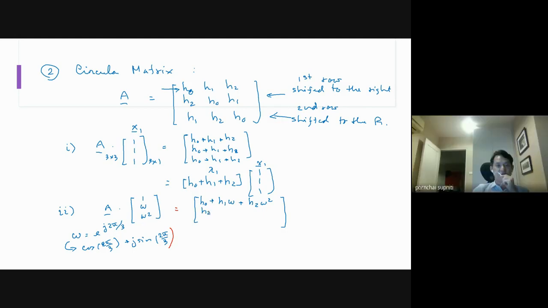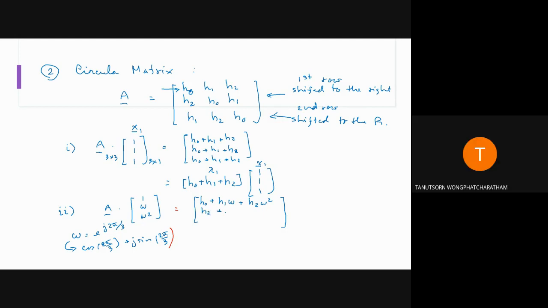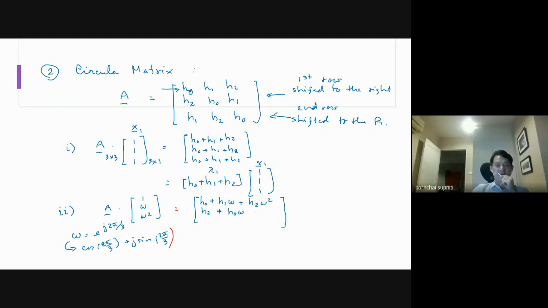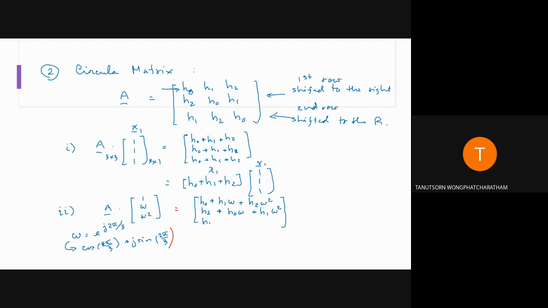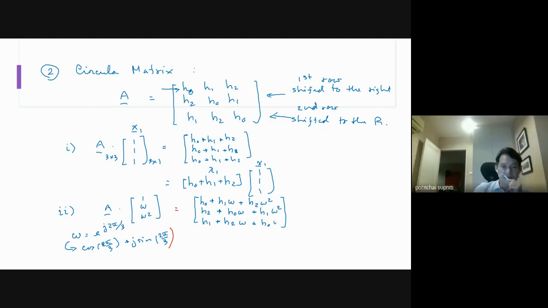It is H2 plus H0 omega plus H1 omega squared. And the last line, by the same approach, we get H1, H2 omega, and H0 omega squared.